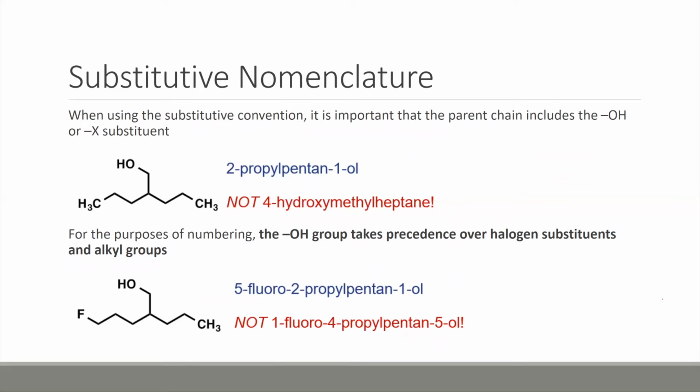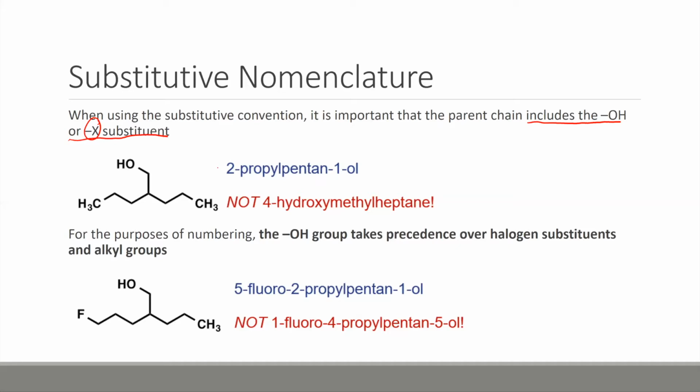So, some rules when naming these compounds, whether they be an alkyl halide or an alcohol. When you are using this substitutive convention, the way in which I told you, it's important that the parent chain includes the OH or the halide. We use X to mean halide substituent. What that means is even if the longest chain does not have the substituent, you will not use it.